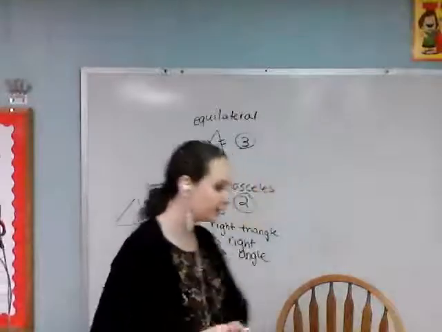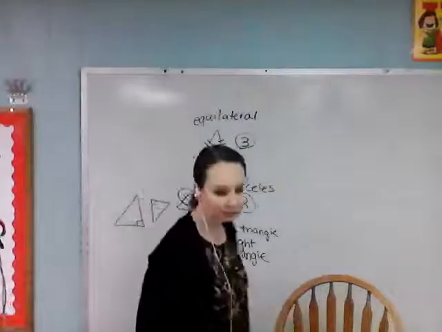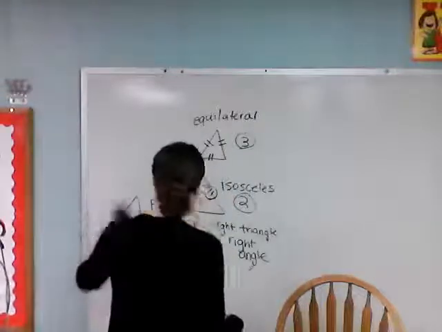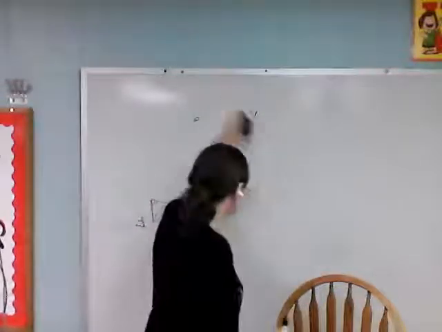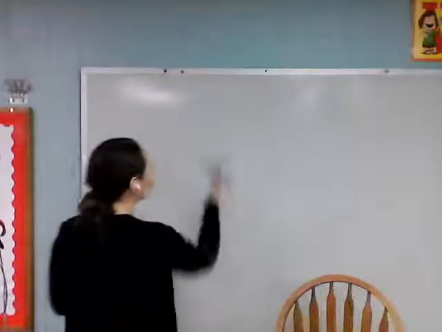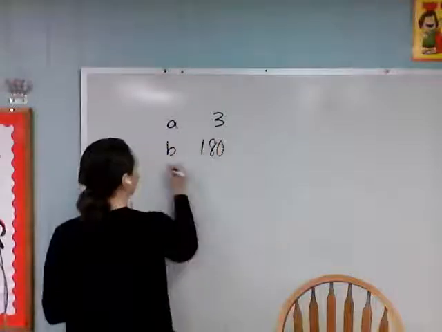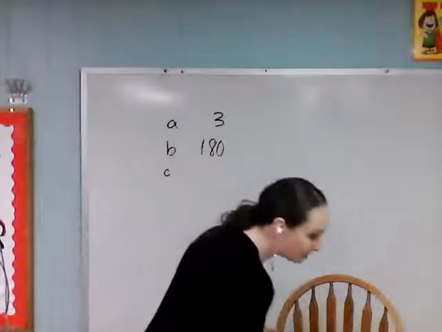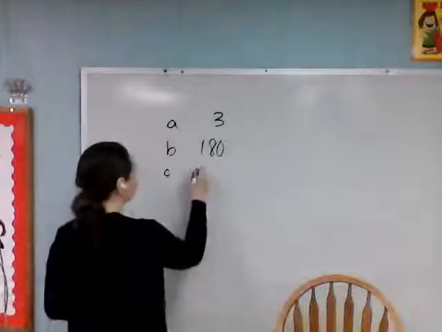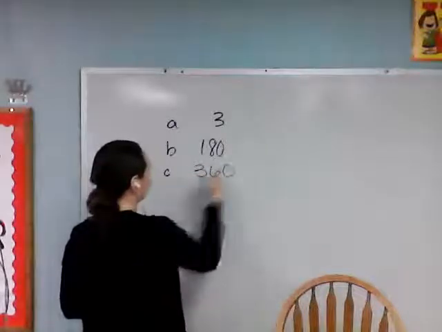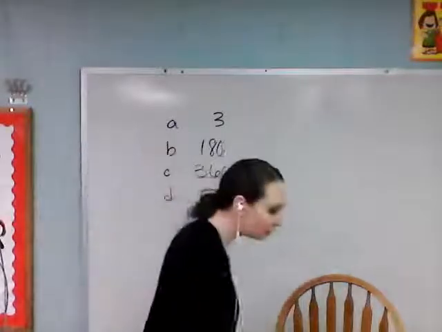So let's go ahead and fill in the blanks with these numbers. How many sides does a triangle have? 1A, guys. 3. Good. So fill that in. Calvin, do B for me. A triangle has how many degrees? Good. So A is 3. B is 180. Lotta, for C, a circle has how many degrees? Very good. Charlie, do D.